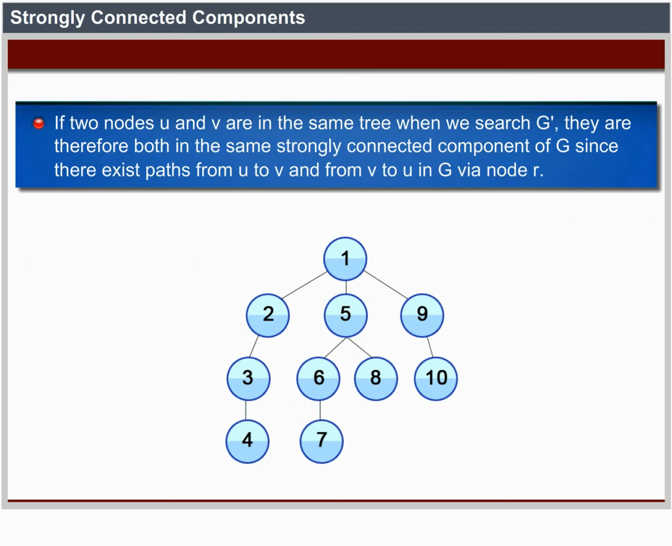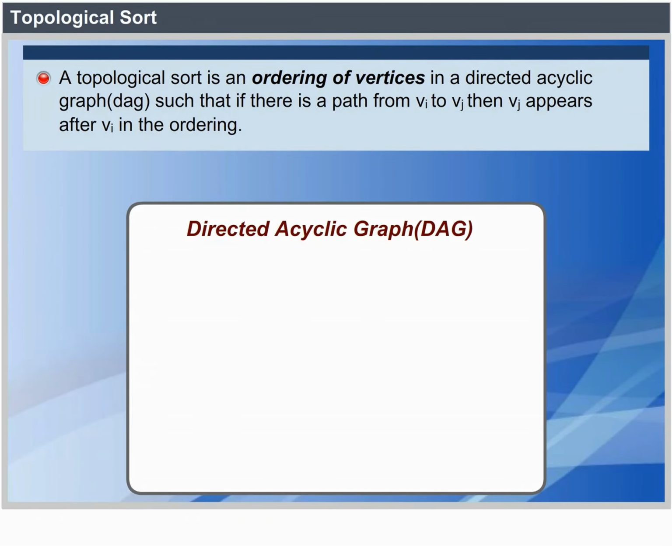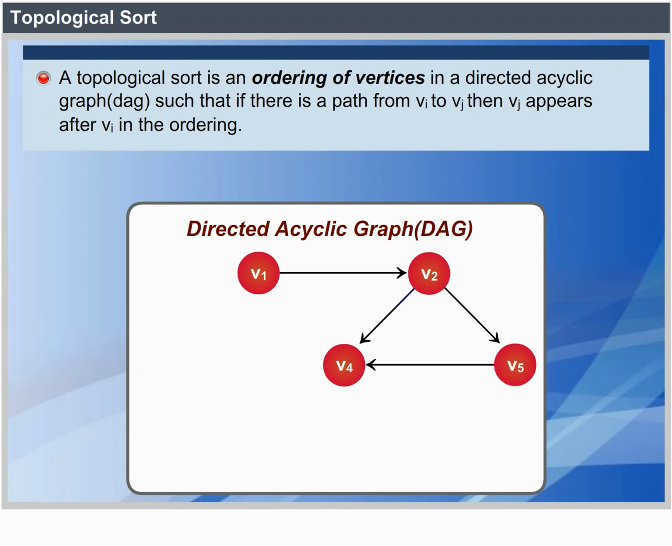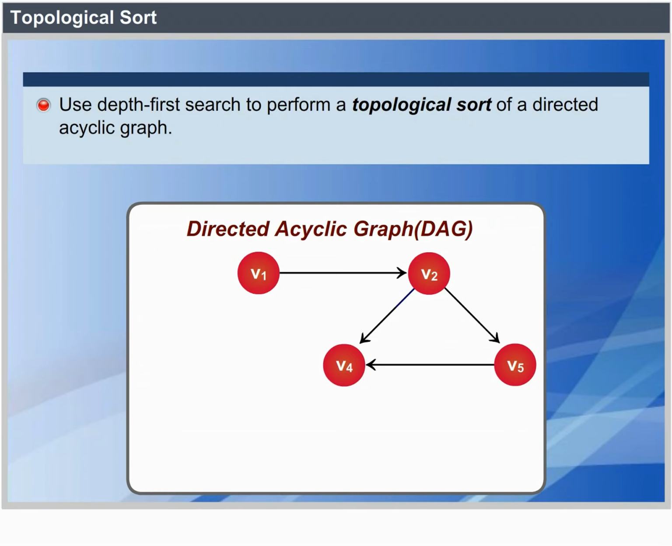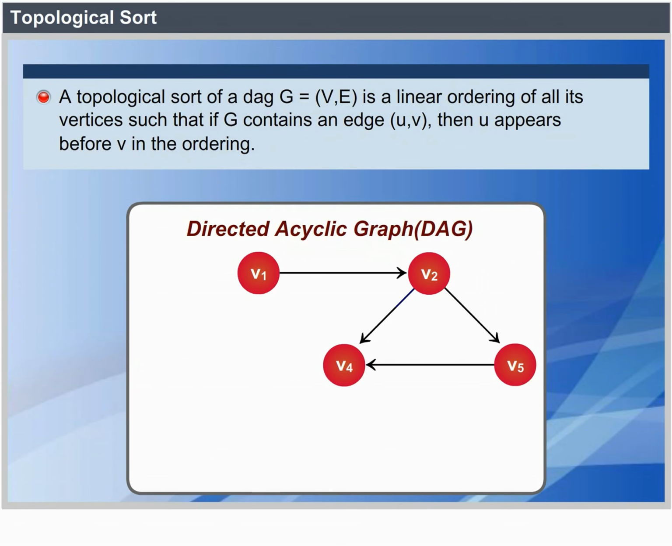Topological sort. A topological sort is an ordering of vertices in a directed acyclic graph, DAG, such that if there is a path from Vi to Vj, then Vj appears after Vi in the ordering. Use depth-first search to perform a topological sort of a directed acyclic graph. A topological sort of a DAG G = (V, E) is a linear ordering of all its vertices, such that if G contains an edge (u, v), then u appears before v in the ordering.